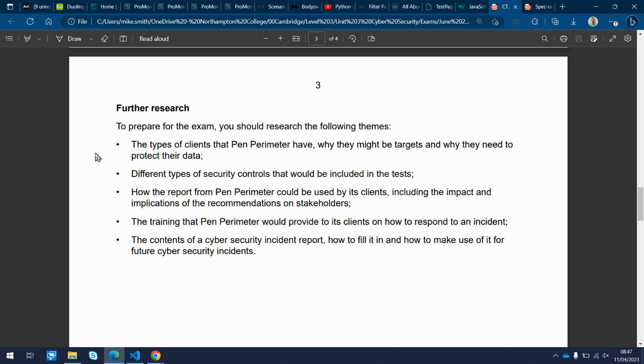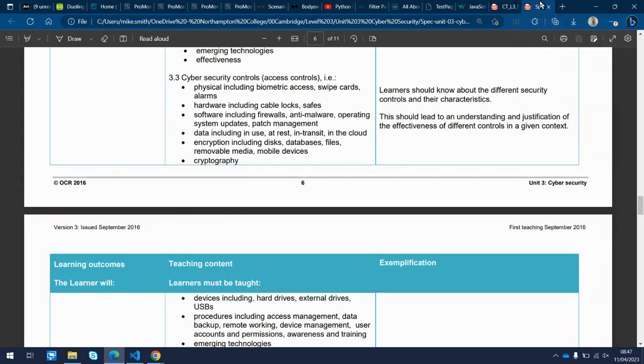Second bullet point, different types of security controls. Now, what do they mean by security controls? Well, if you have a look in the specification in section 3.3, there's a whole list of these security controls. And the exam board will assume that you know what these are and how they work. And so it's very likely you'll get some questions on this. So this is things like your biometric access, your swipe cards, your alarms, your security guards, your cable locks, fireproof safes, firewalls, anti-malware software, patches, updates.